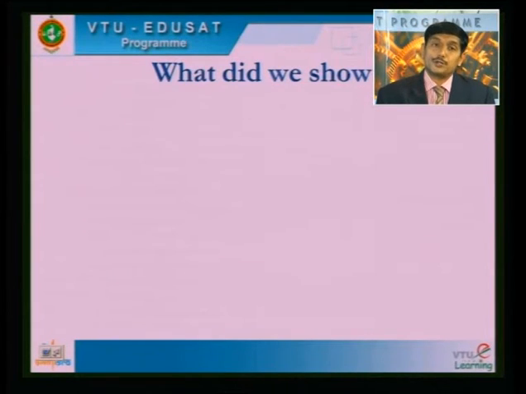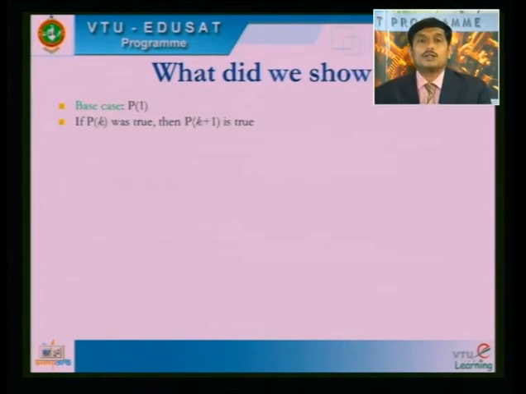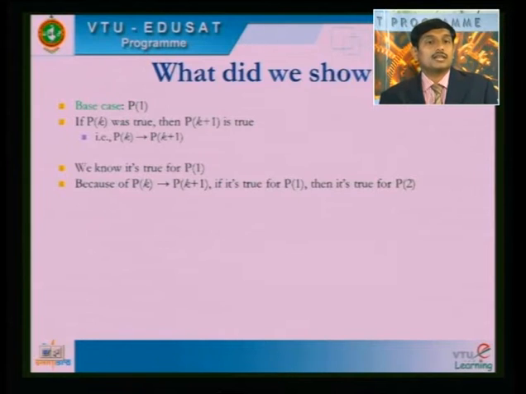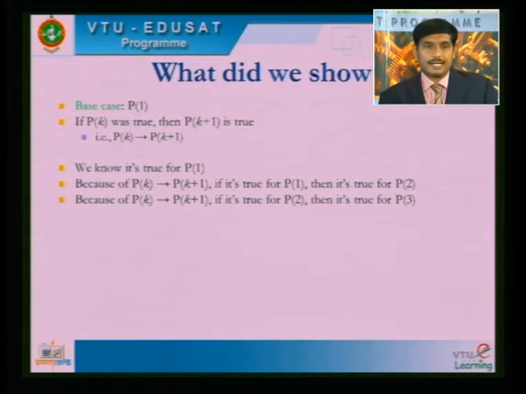Then what have we shown? We have shown that the base case P of 1 is true. If P of k is true, then P of k plus 1 is also true. That is, P of k implies P of k plus 1. We know that it is true for P of 1, and because P of k implies P of k plus 1, it is true for P of 2.